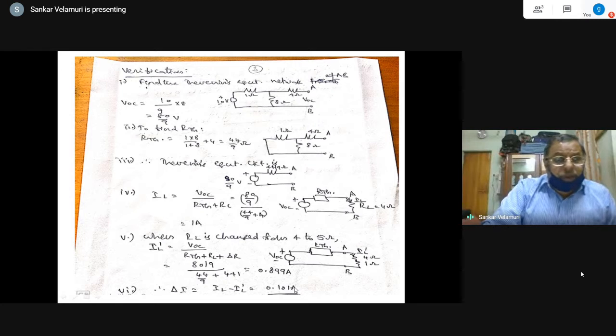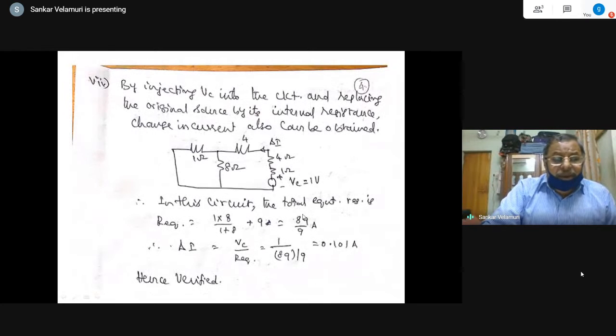Now I have to use the compensating voltage, which has already been mentioned. I have injected a 1 volt source here, and in addition to the 1 ohm and 4 ohm, the additional resistance included in the circuit is also to be shown here. So VC is the compensating voltage. This 1 ohm and VC have been obtained based on the substitution theorem. What does the substitution theorem say? Whatever type of source you are adding, current source or voltage source, conveniently you choose. So VC is equal to 1 volt, and this is 1 ohm, so this also is to be included.